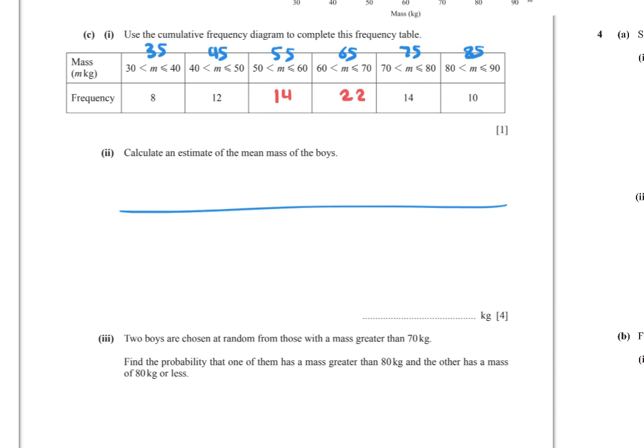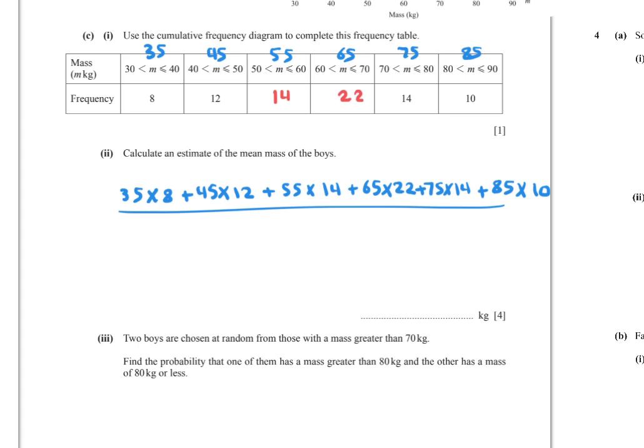Now multiply the middle value by the frequency. 35 times 8 plus 45 times 12 plus 55 times 14 plus 65 times 22 plus 75 times 14 plus 85 times 10. Then divide by the total frequency, which is 80. It's given to you before. Now the mean equals 61.5.